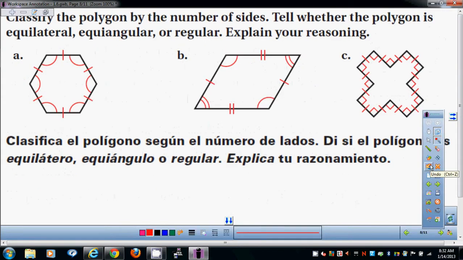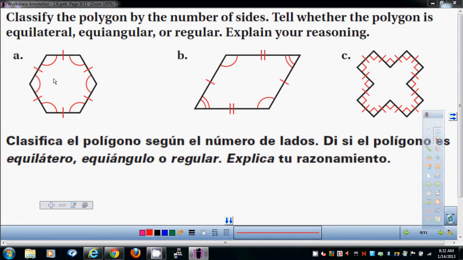All right. Here we go. Classify the polygons first by the number of sides, then tell whether they're equilateral, equiangular, regular, or none. A, how many sides do I have? 6. Anybody remember what that's called? Very good. Hexagon. Now, remember, you're looking for dashes and loops. Let's look at the sides first. Are all the sides equal here? Yes, they are. They all have exactly one dash. Therefore, it is equilateral.